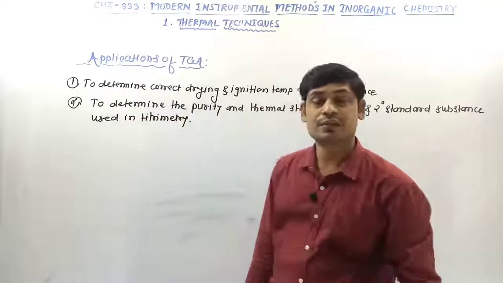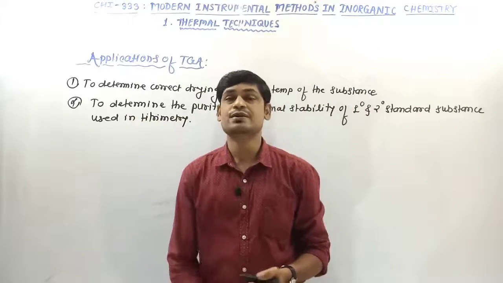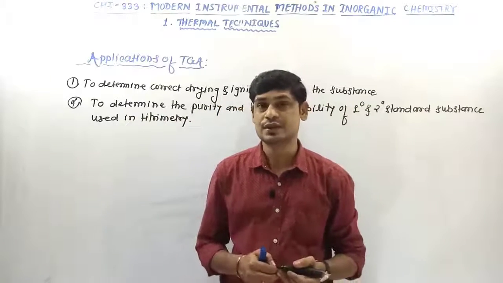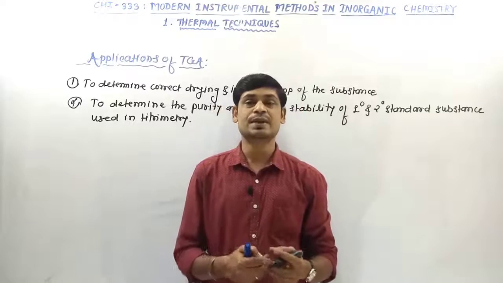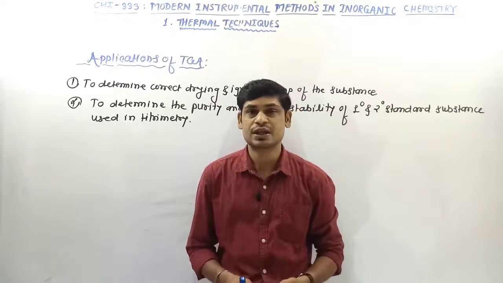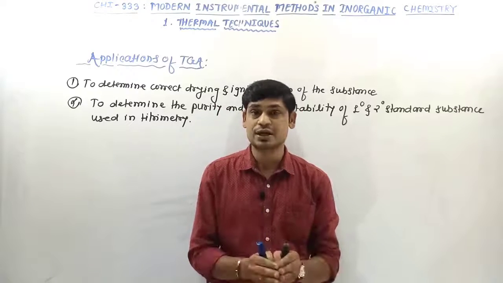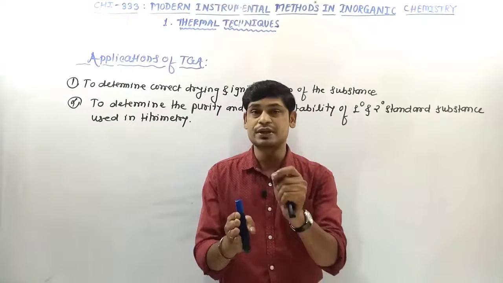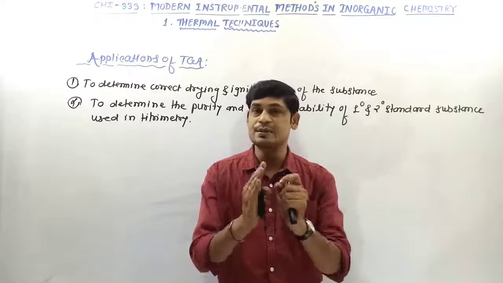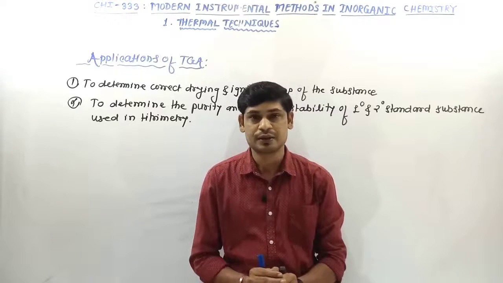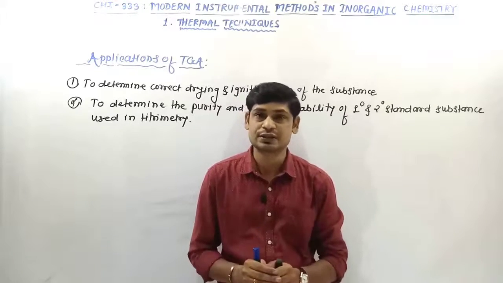We know that in titrimetry we have to use various types of solutions, various types of substances. Basically, they are categorized into primary standard and secondary standard. The solution whose concentration does not change with time and temperature, and which can be obtained in the purest form, is known as a primary standard substance. For example, potassium dichromate.